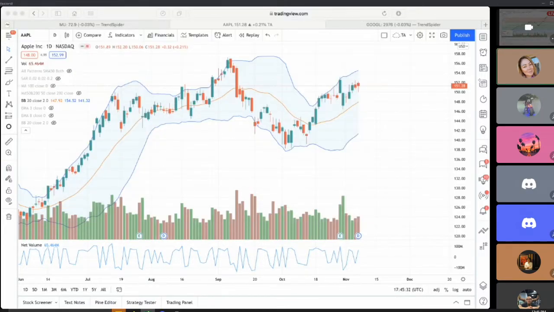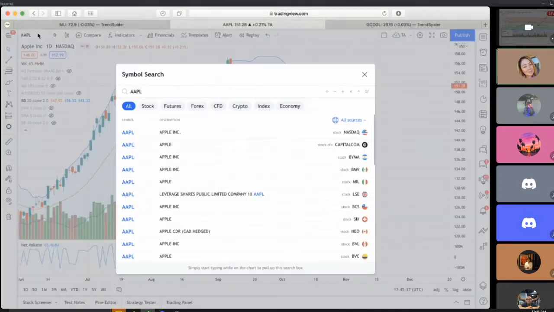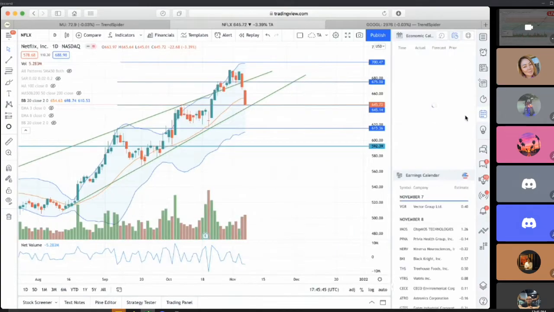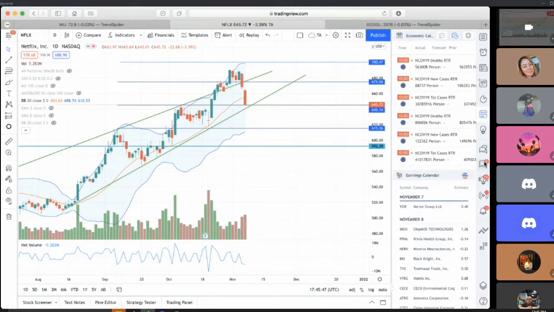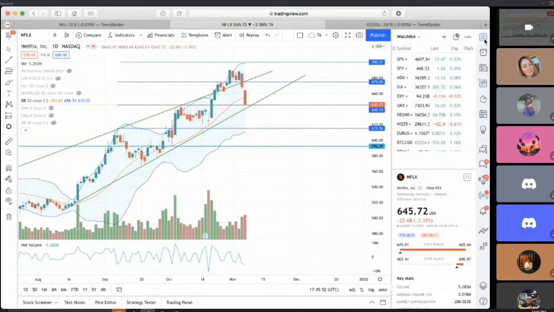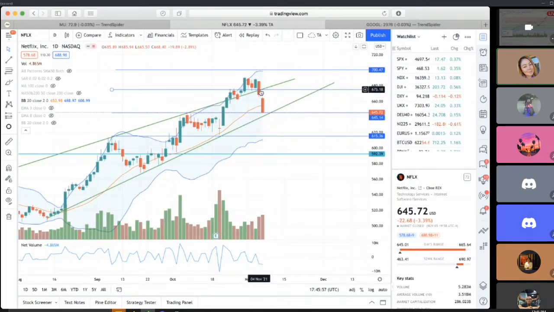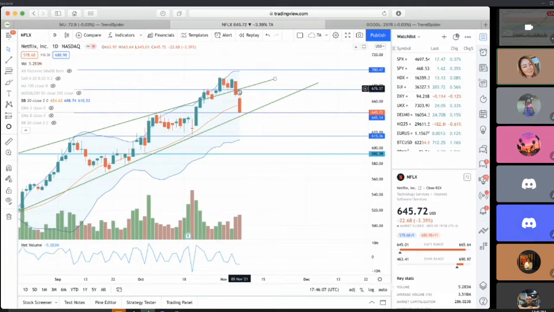All right, Netflix. I have Netflix 675 support and 700 resistance. So let's see what happened there. So 675 we said was a support, and then look what happened when it broke. It didn't stay above 675. So it went down here.